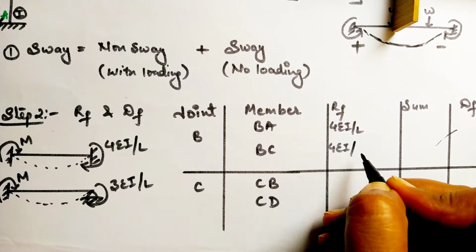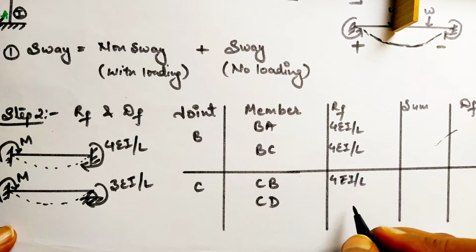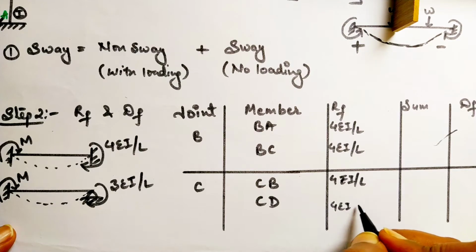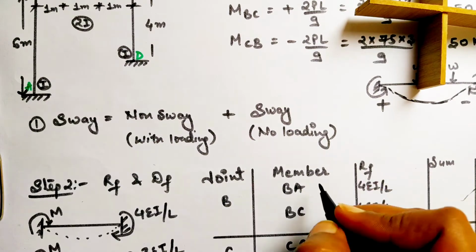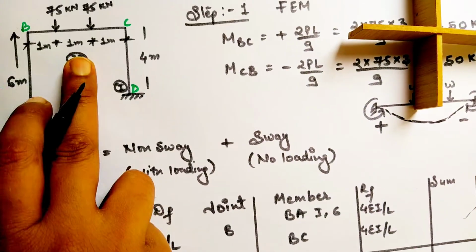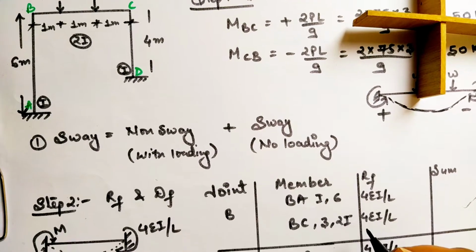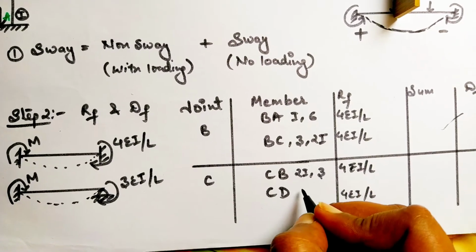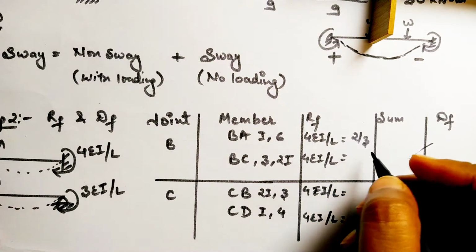In this question, we have to check our EI values for the beam and the length, and we'll be substituting them. In this one we have all the supports as fixed supports, so we'll be using 4EI by L. Here I am writing: your BA length is 6 and EI is 1. Your BC length is 3 and it is 2I. Same, your CB length is 3 and EI is 2I. Here it is 4 and I. I have written all the EI and lengths so that chances of mistakes are less.